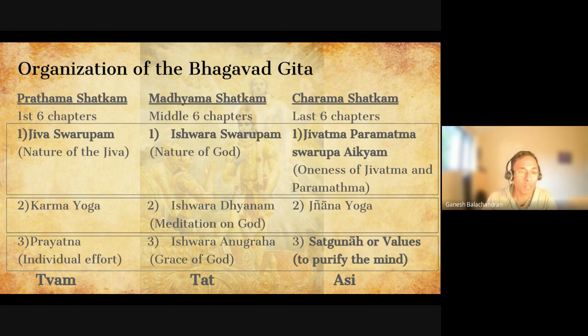The organization of the Bhagavad Gita is into 3 shatkams, which I've told many times. Prathama Shatkam, first 6 chapters, Madhyama Shatkam, middle 6 chapters, and Charama Shatkam, last 6 chapters. The Prathama Shatkam primarily talks about Jiva, or the nature of the individual. Jiva refers to the mind-body complex, which is illuminated by the consciousness. And the consciousness that is illuminating it is what is called the reflected consciousness. We covered that in detail.